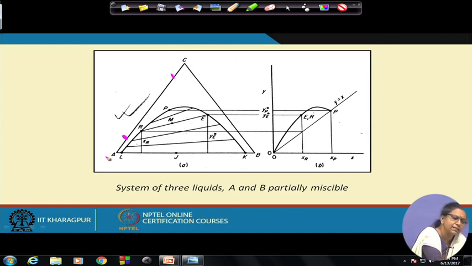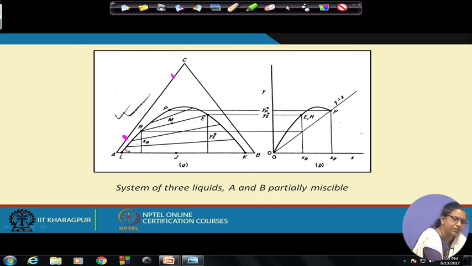Now, we know C and A form a completely miscible system, C and B form a completely miscible system, while A and B have very low solubilities in one another. So, they form two immiscible systems which are denoted by point L and point K. If the systems are highly immiscible, points L and K shift more and more towards A and towards B. So, this particular range shows the extent of miscibility of A and B. And we find that between L and K, there is a dome.